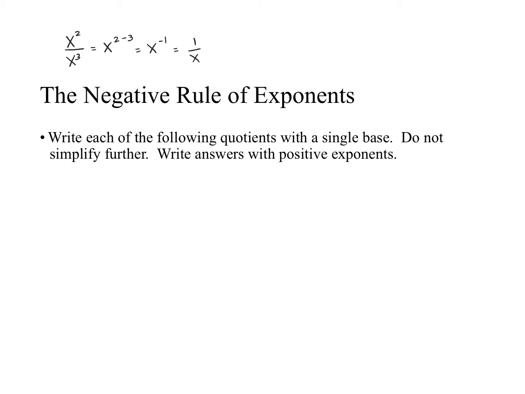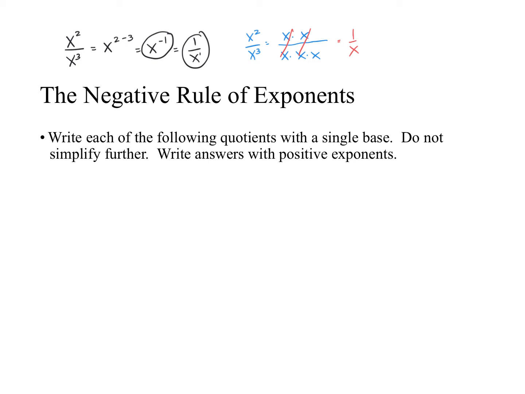So let's talk about why x to the negative first power is the same thing as 1 over x to the first power. If we think about x squared divided by x to the third, we can rewrite this as x times x in the numerator divided by x times x in the denominator. So we can see here that this cancels out and this cancels out, leaving us with 1 over x. So that's why x to the negative 1 is 1 over x.